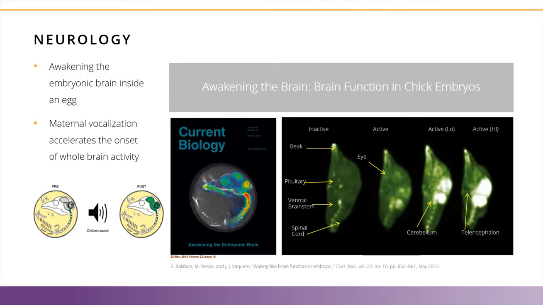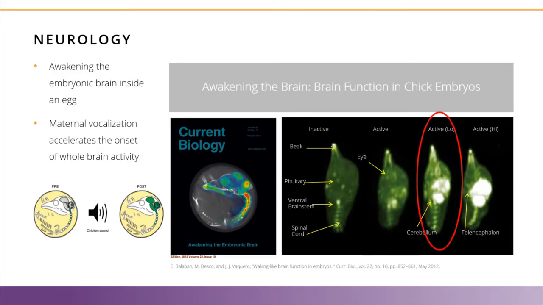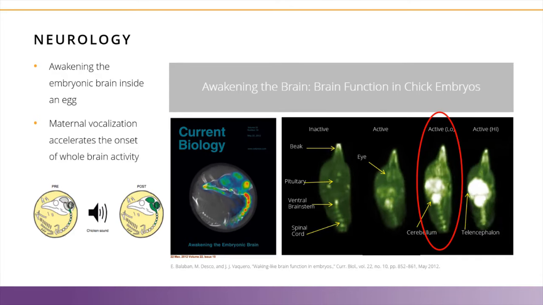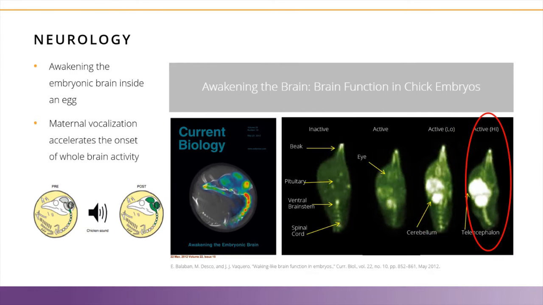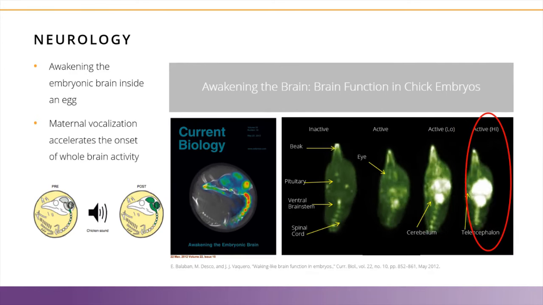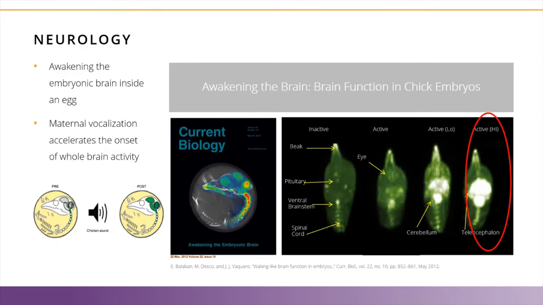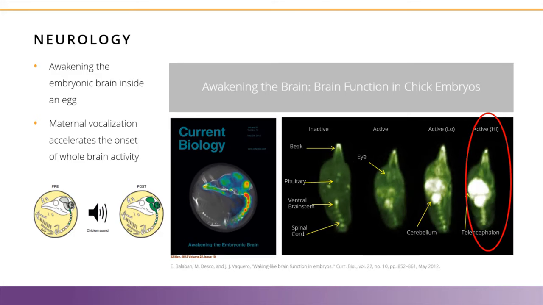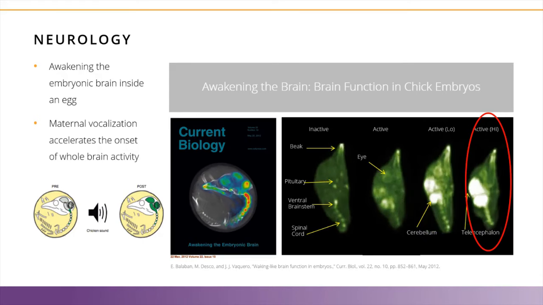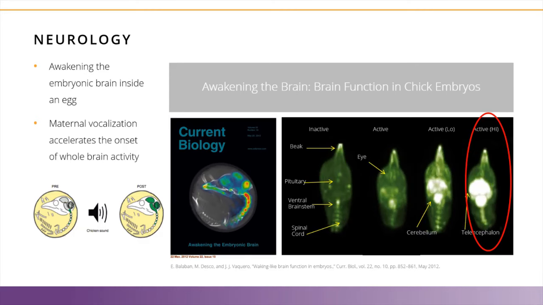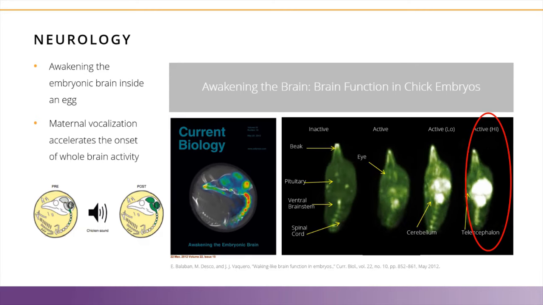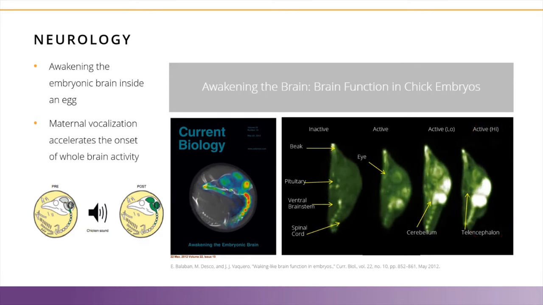This group found that when the sounds were introduced to young embryos, the metabolic activity was only found in the ventral brainstem, including the cerebellum and the spinal cord. However, when the older embryos were exposed to the sound, the metabolic activity was found throughout the entire brain, including the forebrain. This awakening of the brain is crucial to the embryo being able to process sensory inputs from their environment. This group also found that it was important that the sound played mimicked maternal vocalizations and not just random sounds.